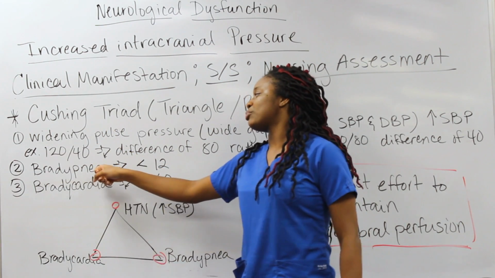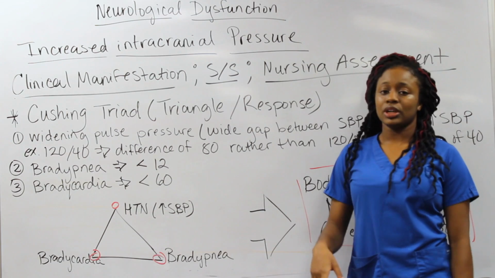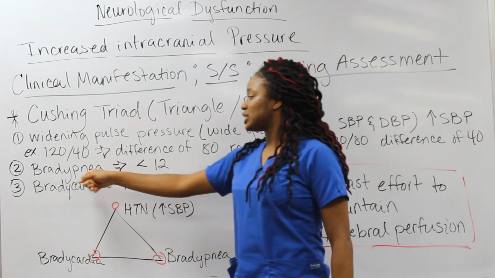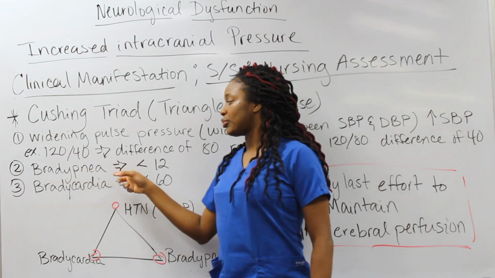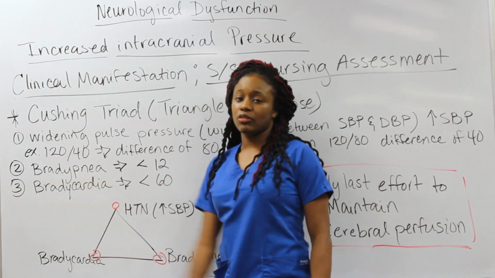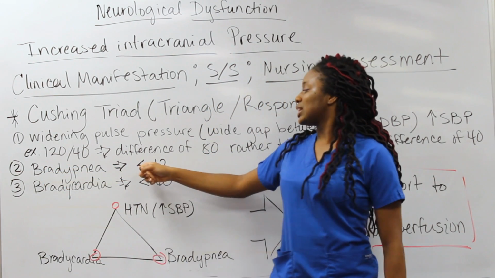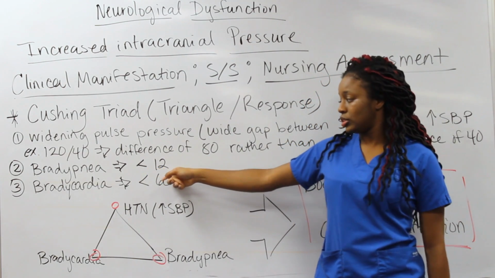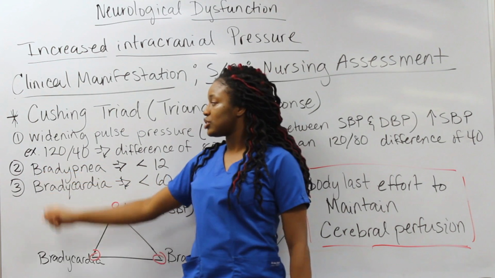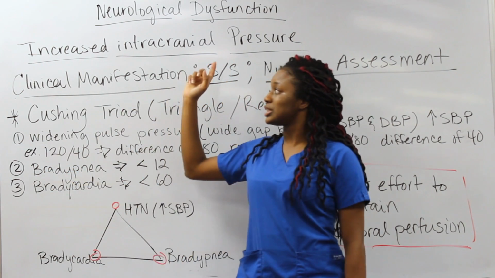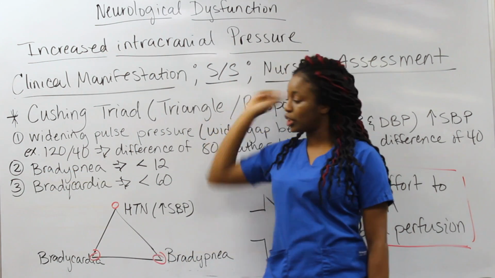Your second sign is your bradypnea, okay? Pretty much what that is, is low respirations. Pnea is for respiration, breathing, and brady is low. So anything less than 12 is considered bradypnea, all right? And that's your second sign that you're going to see with a patient who is exhibiting increased intracranial pressure.